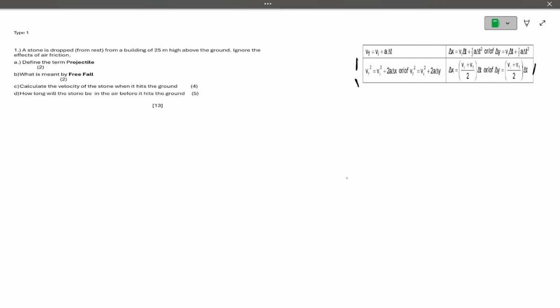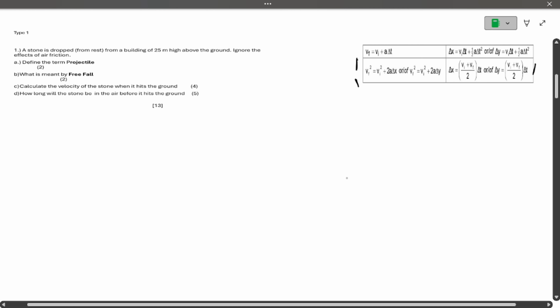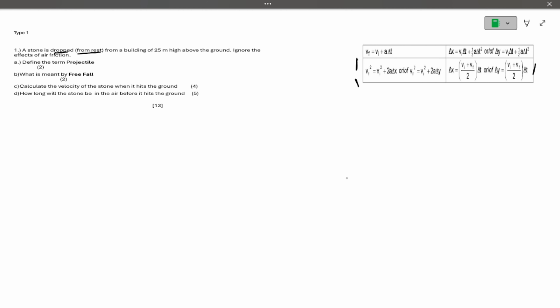I check, they usually give us all the variables except one. So I check my formula sheet and check which one I can use. So let's read the scenario. It says that a ball is dropped from rest. What do you know about dropped from rest? It means that v initial equals 0. It was not moving, so the initial velocity when it was being dropped is 0.